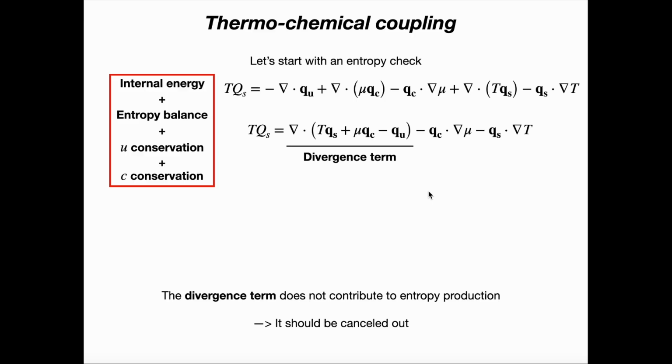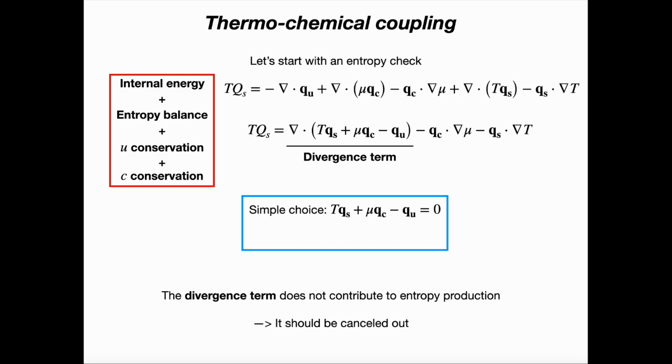There are different ways to cancel it out. One can say that the whole term, the divergence of this whole term is 0, or one can say that directly the term here, the sum of these vectors here, is equal to 0. And this is what we are going to do. This is the simplest choice, and we are going to say that TQS plus mu Qc minus Qu is equal to 0. This is important because it will define the relationship between Qu, Qc, and Qs. So the consequence here is that Qu is equal to TQS plus mu Qc.